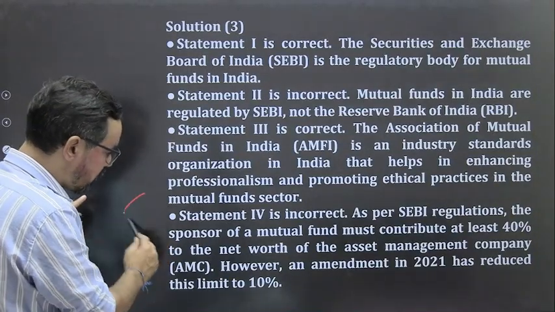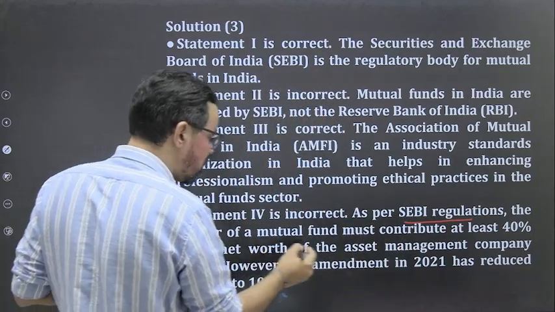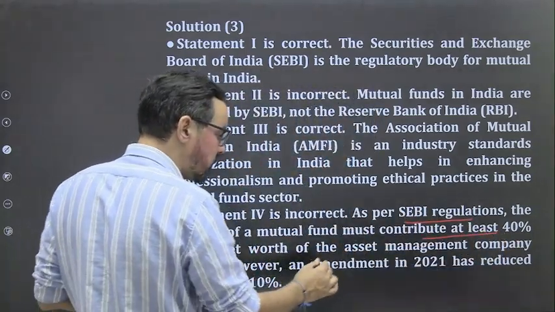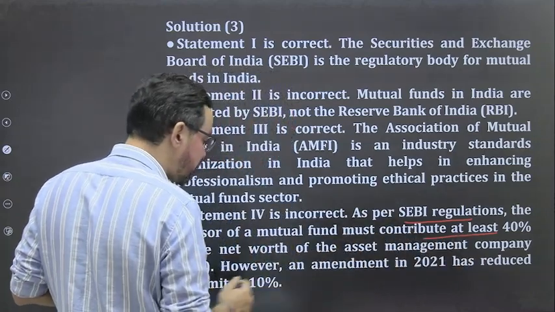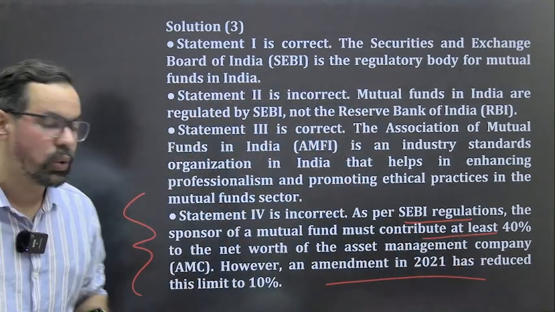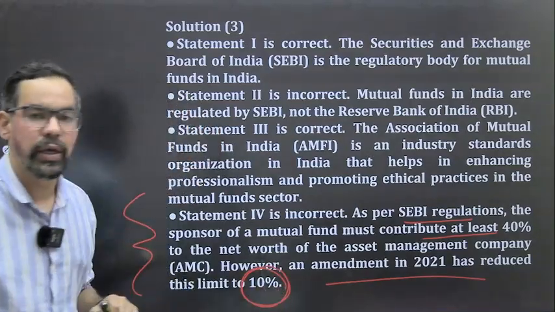Let's discuss that fourth point once. As per SEBI regulation, the sponsor of a mutual fund must contribute at least 40% to the net worth of the asset management company. However, an amendment in 2021 has reduced this limit to 10%. So earlier it was 40%, but now it is only 10%.